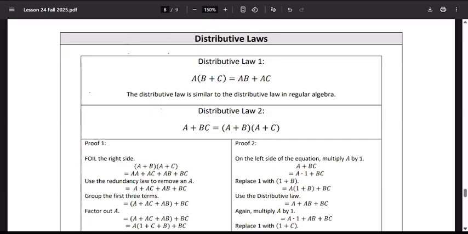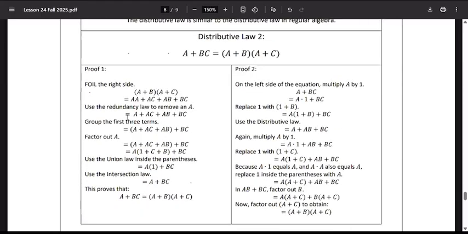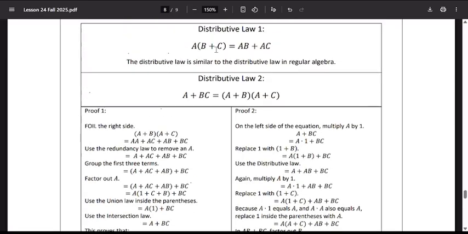We also have a distributive law. I talked about distributive law number 1 and distributive law number 2. Of course, we have a kind of proof for that. If you want to look at the proof for the first one, you can take a look at this proof. Now, if I want to prove the situation, I have A plus B, A plus C. If I multiply this out, this is what I'm going to have.